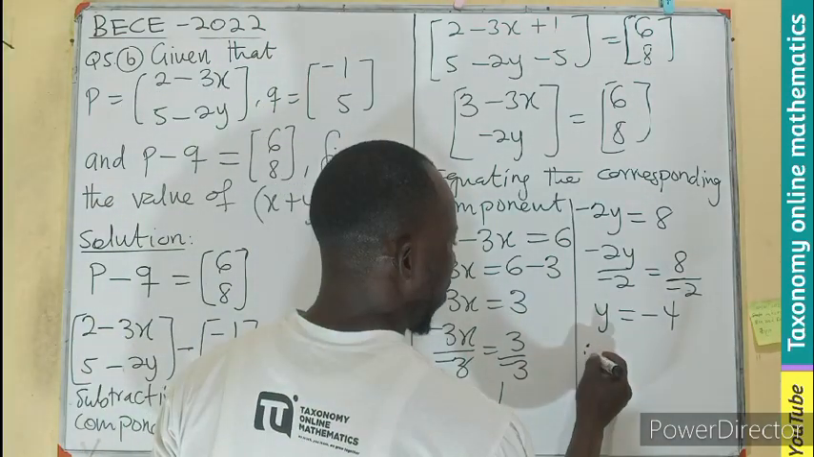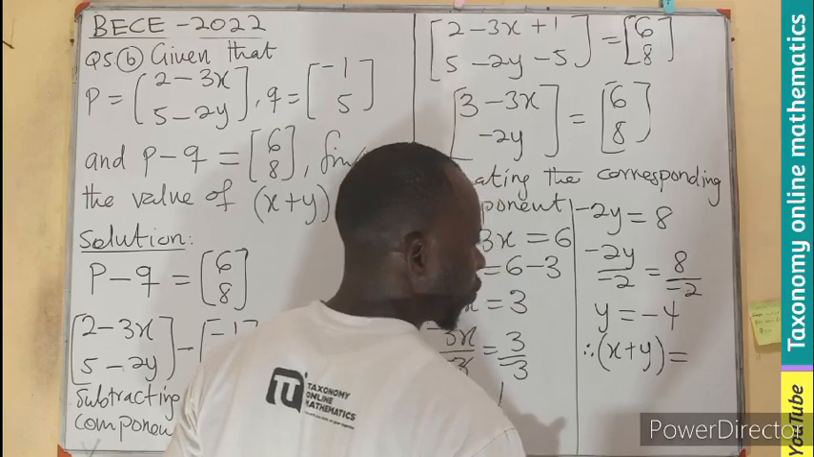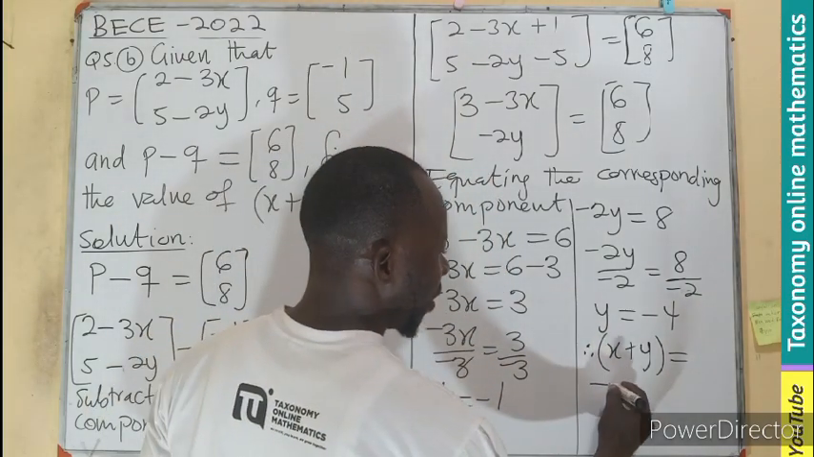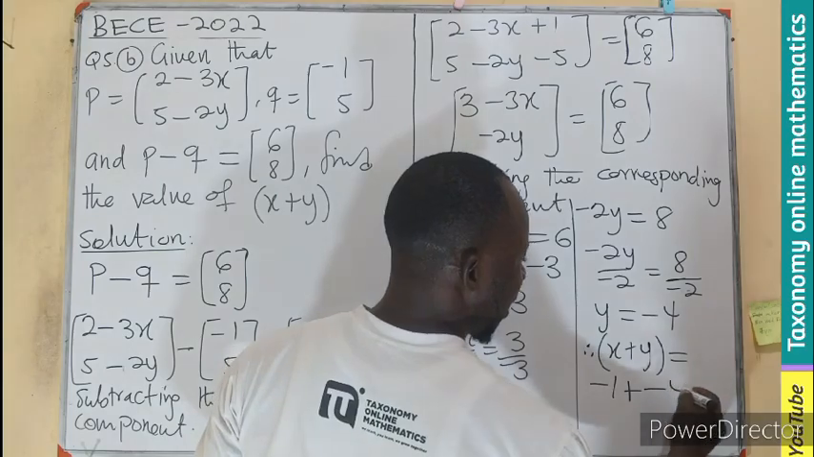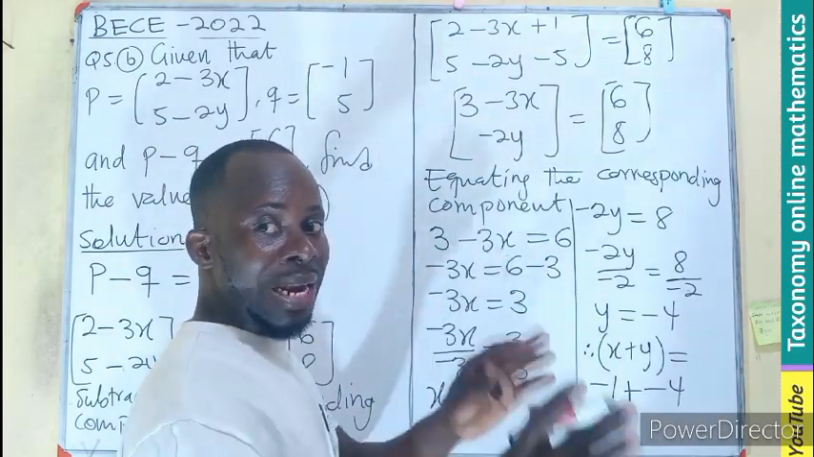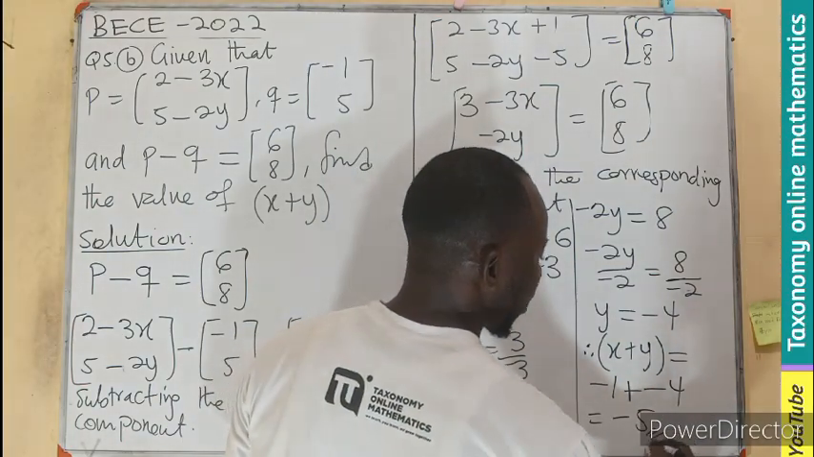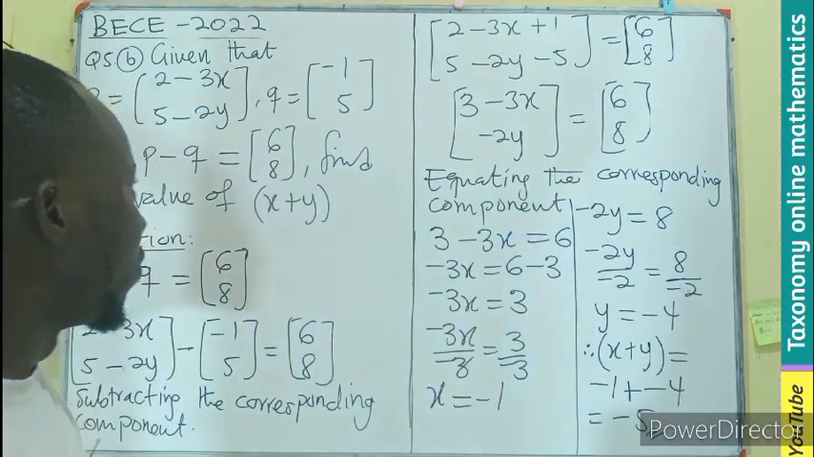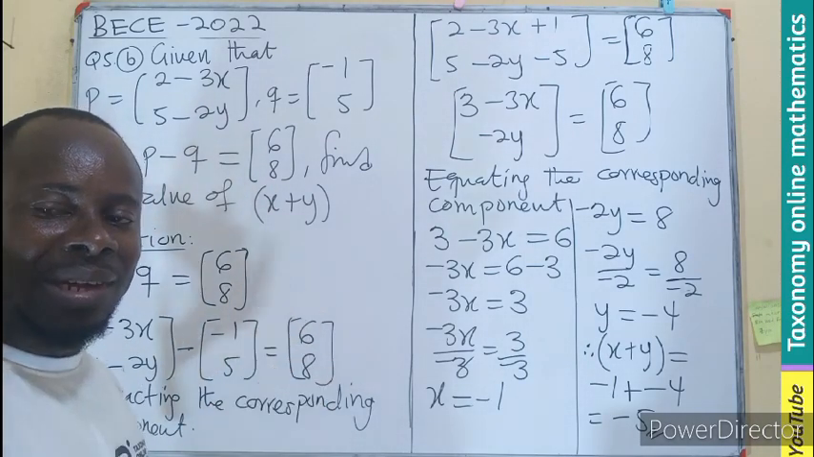So we can say, therefore, our x plus y is going to be equal to the value of x, negative 1, plus the value of y, negative 4. We are adding two negative numbers. Negative 1 added to negative 4 will give us negative 5 as our answer, the arithmetic of x plus y. I'm sure the concept is clear.